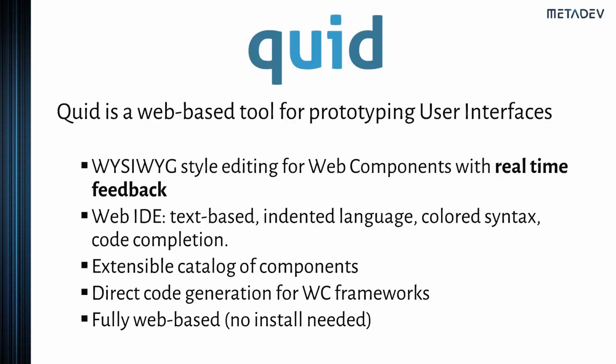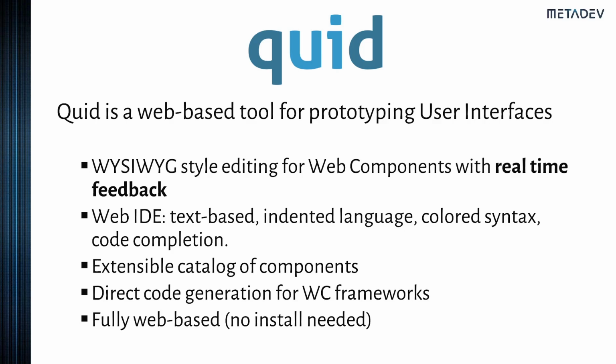Quid is a web-based tool that allows us to prototype user interfaces. It provides a what you see is what you get editor for editing web components, and gives you real-time feedback. As in any integrated development environment, it provides a text-based editor with indented languages, color syntax, and code completions, and we also provide a catalog of components we can extend to incorporate more capabilities. Also, we provide code generation, as you will see, for different web components frameworks.